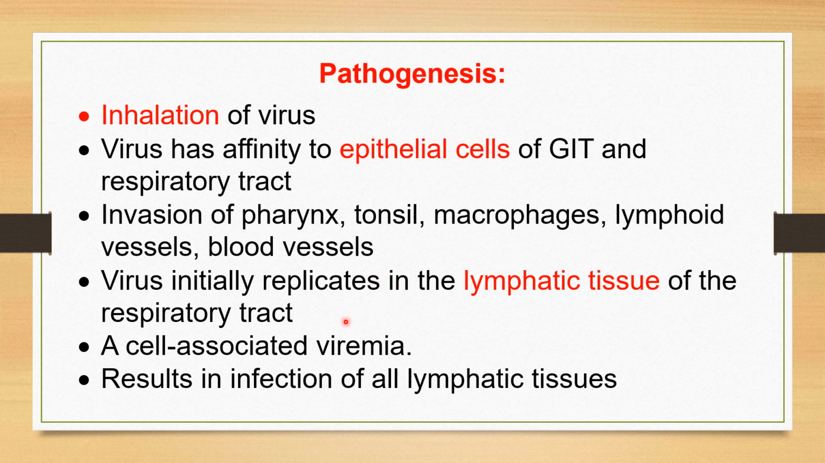Important thing is that the virus initially replicates in lymphatic tissue of respiratory tract. A cell associated viremia is observed. Here the viremia is not free in blood, but the viremia is cell associated. This results in infection of all lymphatic tissue. So for canine distemper, it is very important that it first initially affects the lymphatic tissue and it causes lymphopenia.